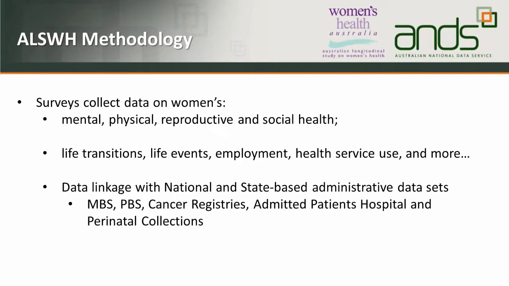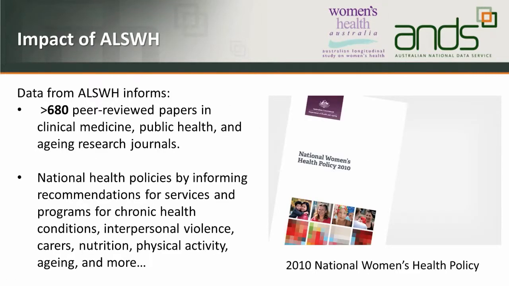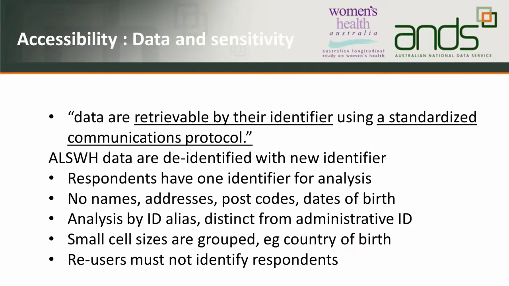I don't want to stress this because it's a big area with lots of issues, but we have actually linked our survey data with some administrative data sets. They're listed there: the MBS, PBS, cancer registries and admitted patient hospital data. The linkage can be particularly sensitive, and we treat them quite differently in how we make the data accessible. The data is used extensively, with more than 680 peer-reviewed papers published using our data, and we also report back to the government frequently, and national health policies have been informed by reports and use of our data.